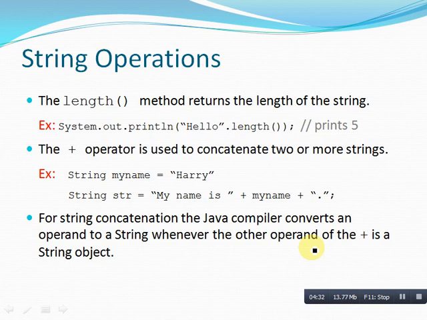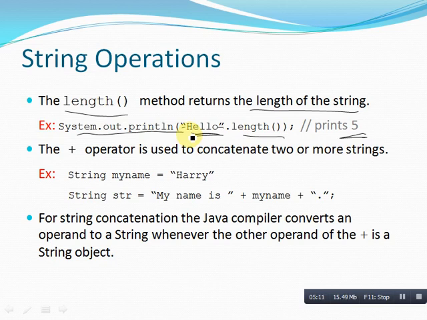Moving ahead to string operations, what are the different operations we can have with the strings? Okay, the first thing we want to know is the length of the string. We have a method called length that returns the length of the string, that is, the number of characters in the string. For example, if I say System.out.println("hello".length()), hello is a string as you see, enclosed in double quotes, dot length will print 5 because hello has 5 characters.